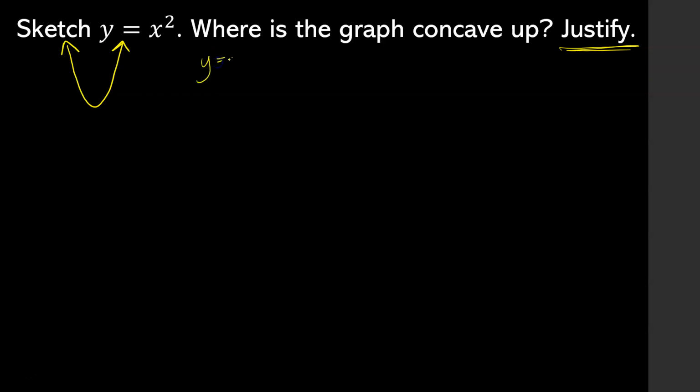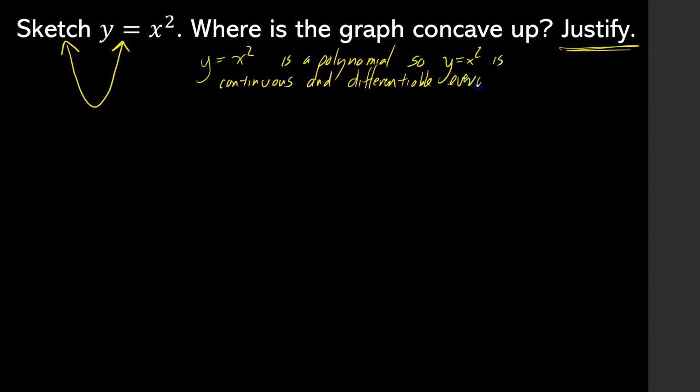Now, start off in a super shocking way. x squared is a polynomial. So, x squared is continuous and differentiable everywhere. That's gonna help us out. Okay. So what do we do? Well, we're gonna find y double prime. That shouldn't take us too long. y prime is 2x. y double prime is 2.